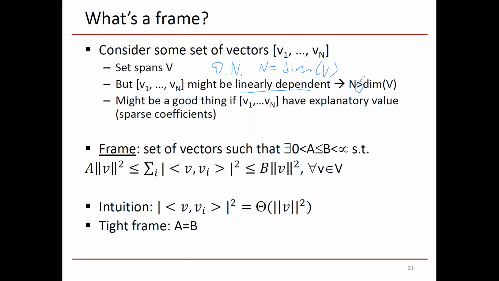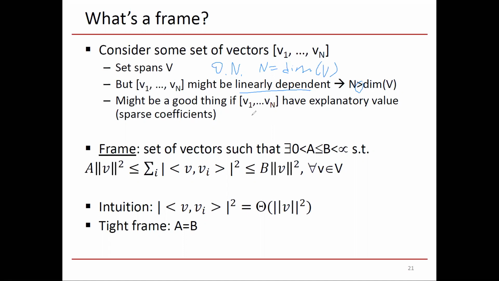Now you may think, hey, I actually want a smaller n. I want it to be equal to the dimensionality of V. I like orthonormal bases. This is not efficient. Possibly so, but it could actually be a good thing that n is larger than the dimensionality of V. And let me explain. What if the coefficients with respect to these n vectors have more explanatory value?